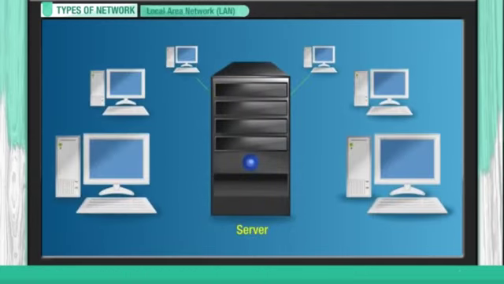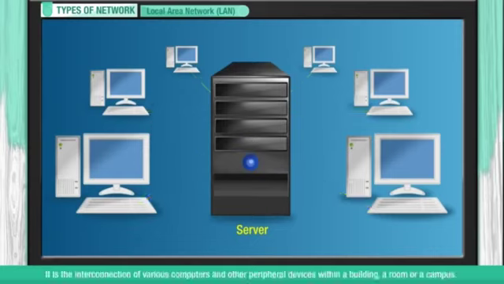Local Area Network, LAN. It is the interconnection of various computers and other peripheral devices within a building, a room, or a campus. It provides a useful way of sharing resources between end users. LAN can be wired or wireless or in both forms at once, so they use cables or low-power radio waves for connections. Example: within a school building, college campus, office campus, etc.